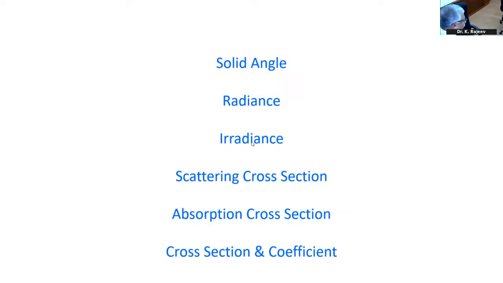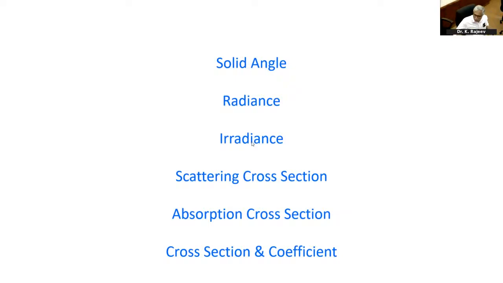Don't worry about this, I will come to that in no time. Just remember that cross section is for one molecule or one unit substance, whatever you consider. If N number of substances are there, multiply by N, and you will get the coefficient. And if you integrate the coefficient, you get optical depth. So this is the way it is linked. I'll come back to it.